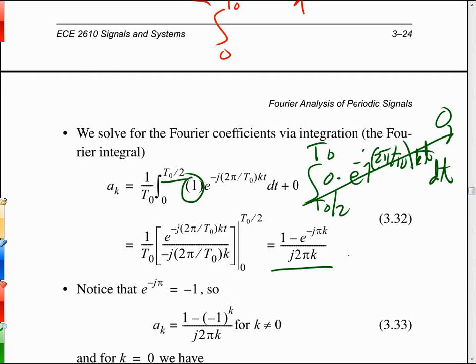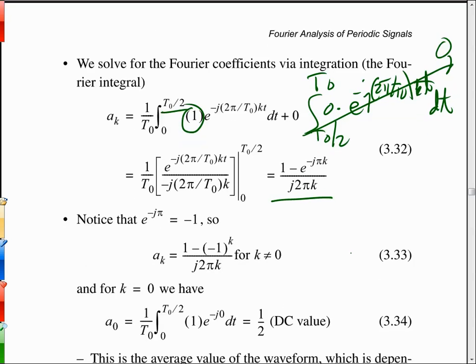I know you haven't been dealing with e to the j's prior to this semester, and then you have a j in the denominator and a k down there. My contention is it's kind of ugly looking. It's not particularly beautiful at this point.